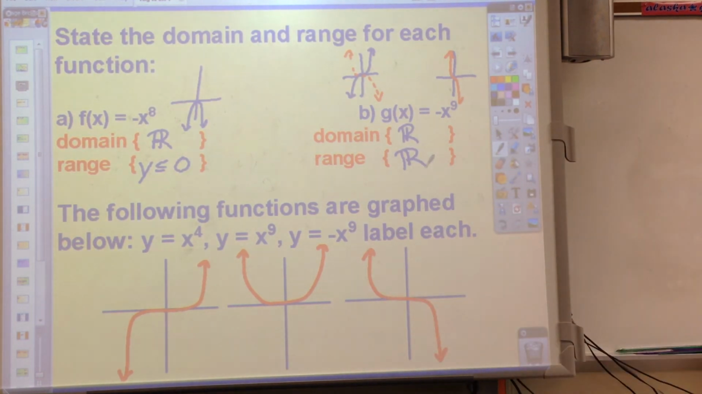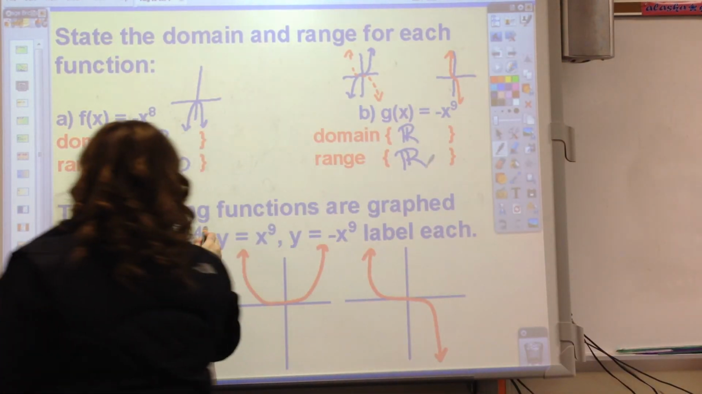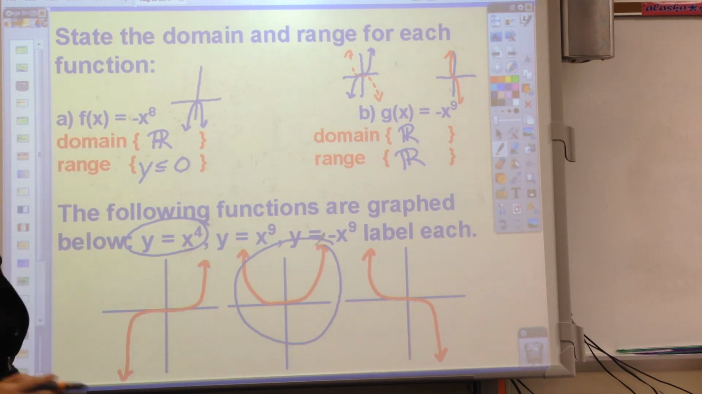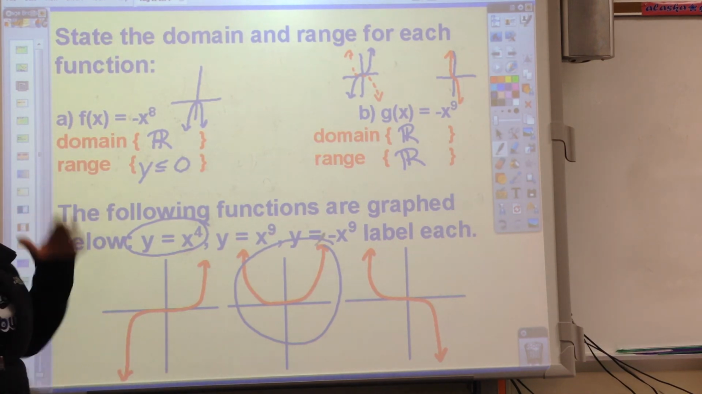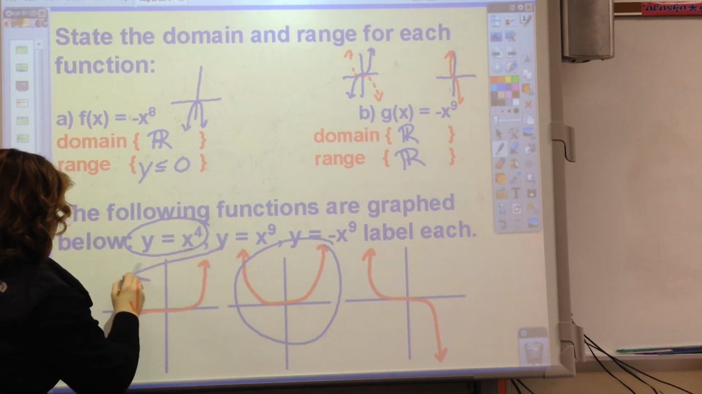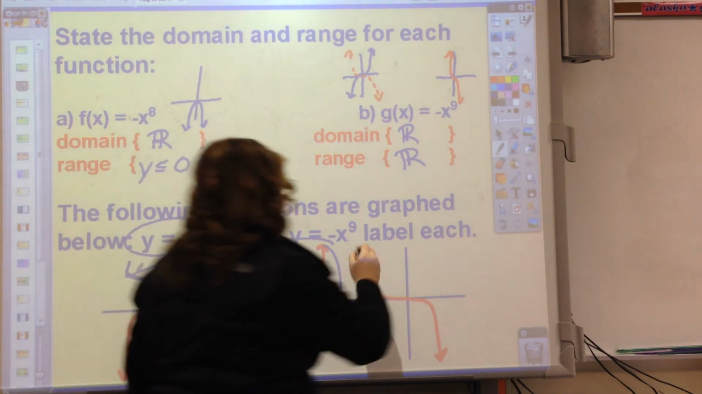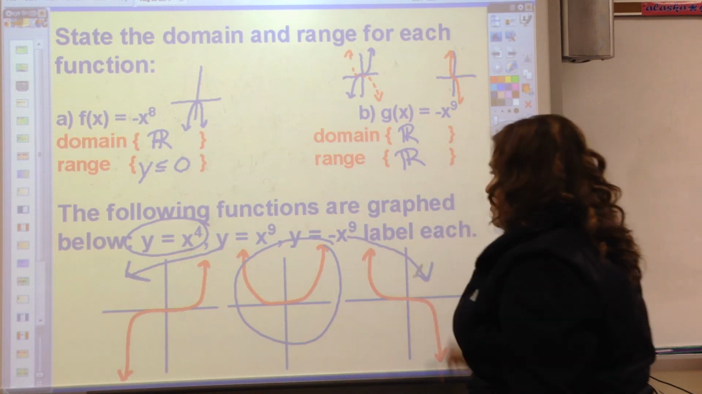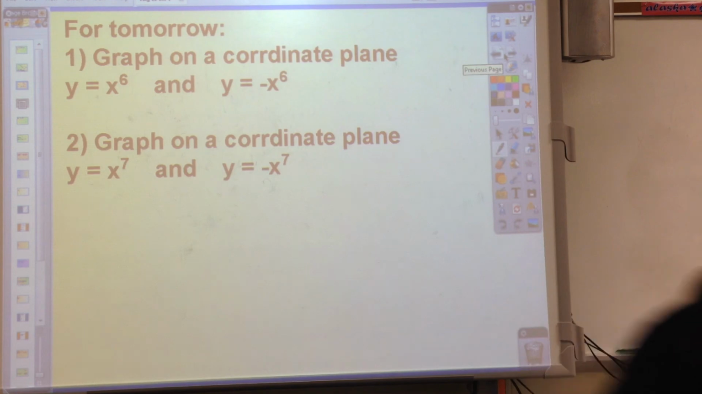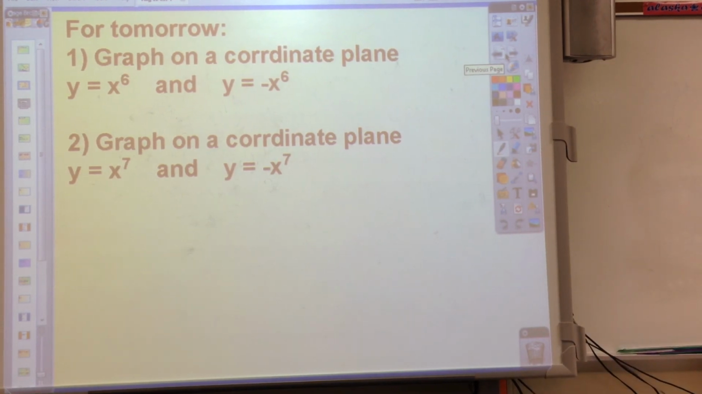So let's go ahead and try this on your own. Match the equation to the best of your abilities to the correct graph. All right, are you done? Does everyone agree that these are my x to the 4th? They're the only ones that it's an upward facing parabola. x to the 9th is going to have to be right here, and x to the negative 9th is going to be right here.